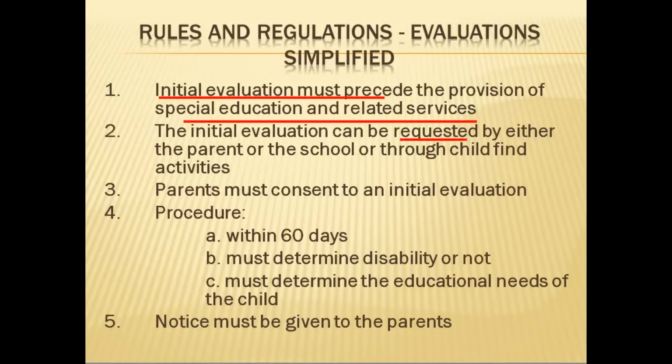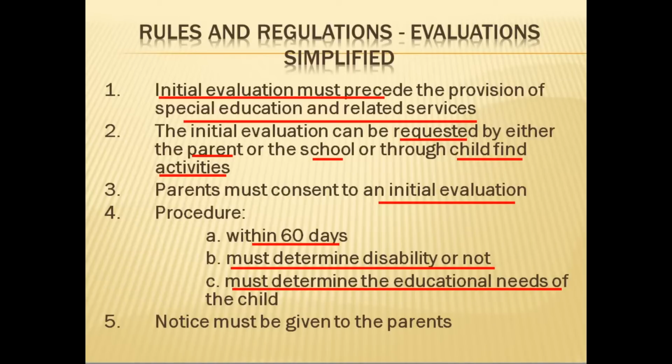The initial evaluation can be requested by either the parent or the school, or it can happen through the child find activities, that is, that you've identified through screenings of some sort a possible disability, and therefore you start the evaluation process. Parents must consent to an initial evaluation. Once they consent, it needs to be done within 60 days. States have different timelines, but none of them can be later than 60 days. The evaluation must determine whether there's a disability or not, and it must determine the educational needs of the child.